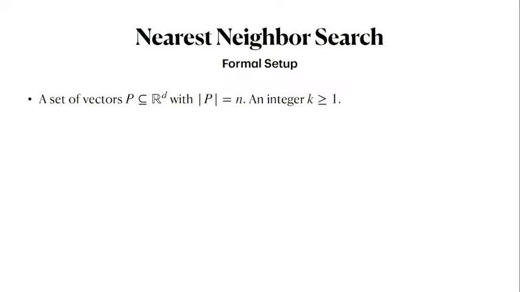You are given an integer k, which is the number of items or vectors that you have to retrieve. You are also given a similarity function that takes in two vectors and tells you how similar they are to each other. This captures the relevance aspect that I mentioned previously. You are also given an approximation factor alpha.